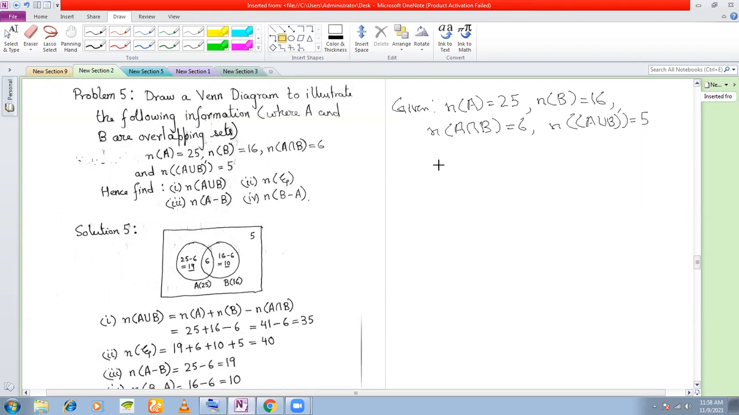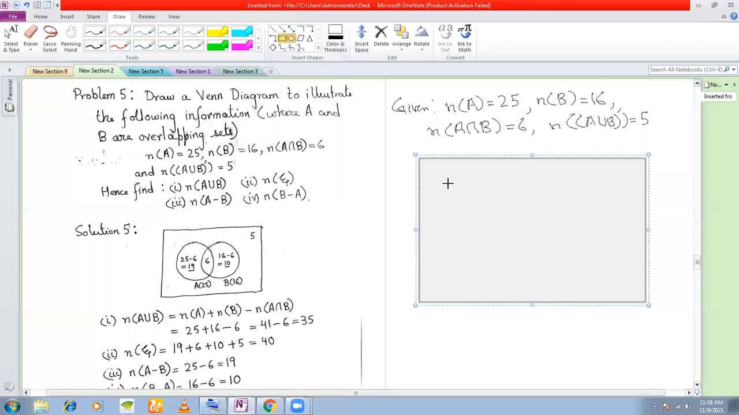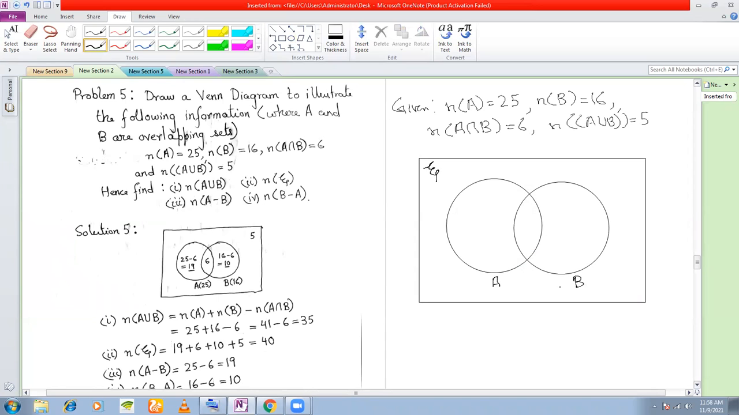So how will you represent this? Since A and B are overlapping sets, you are going to draw 2 circles that overlap each other. This represents your set A, and this represents your set B. This represents overlapping sets, and this is your universal set. Now the question is how to represent these sets.